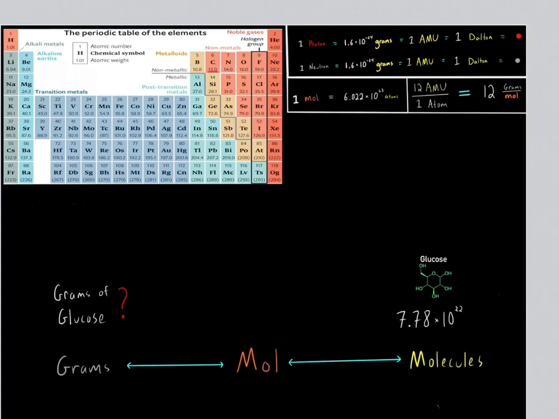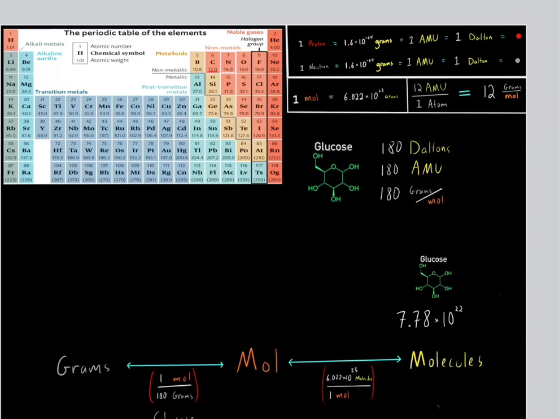So how about another example? Let's say we know how many molecules of glucose we have. Let's say we have 7.78 times 10 to the 22 molecules of glucose. How many grams of glucose? If we have this many molecules of glucose, how many grams of glucose? Well, again, we know how to go from molecules to moles to grams.